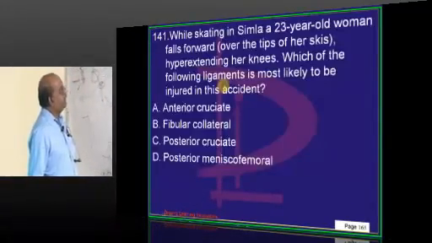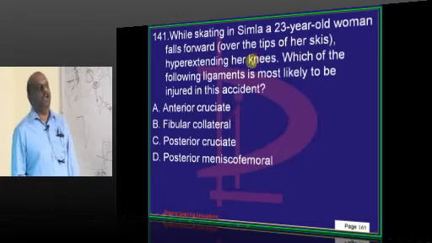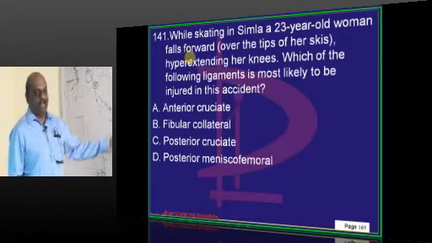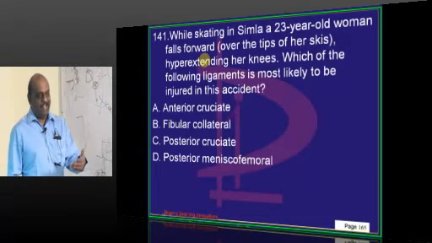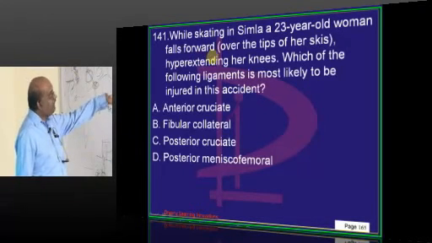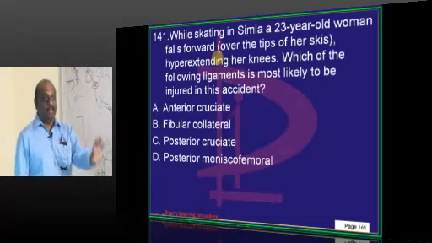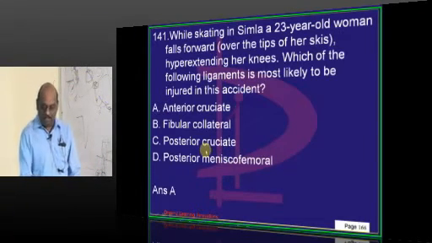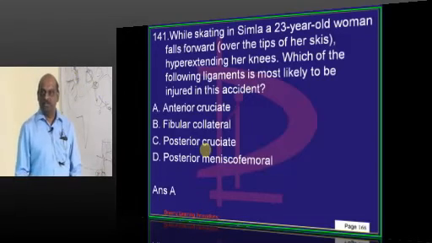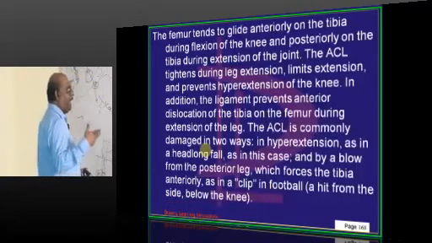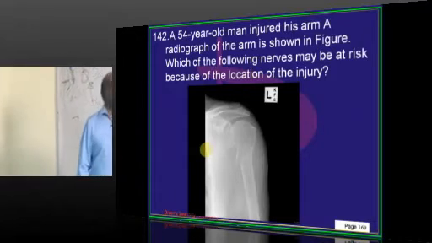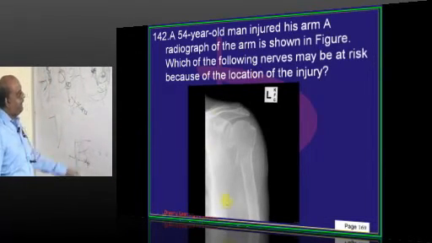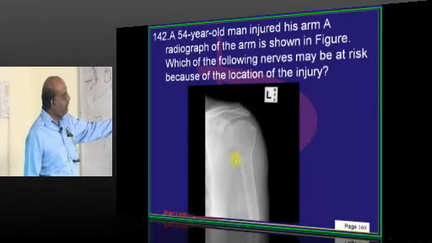Then, doctor, while skating in Shimla during honeymoon, a young doctor fell down and had hyperextended knees. So what is the problem? It is the anterior cruciate ligament which keeps our knee from going into hyperextension. So that is the reason it is an example of an anterior cruciate ligament injury is what you need to basically remember.